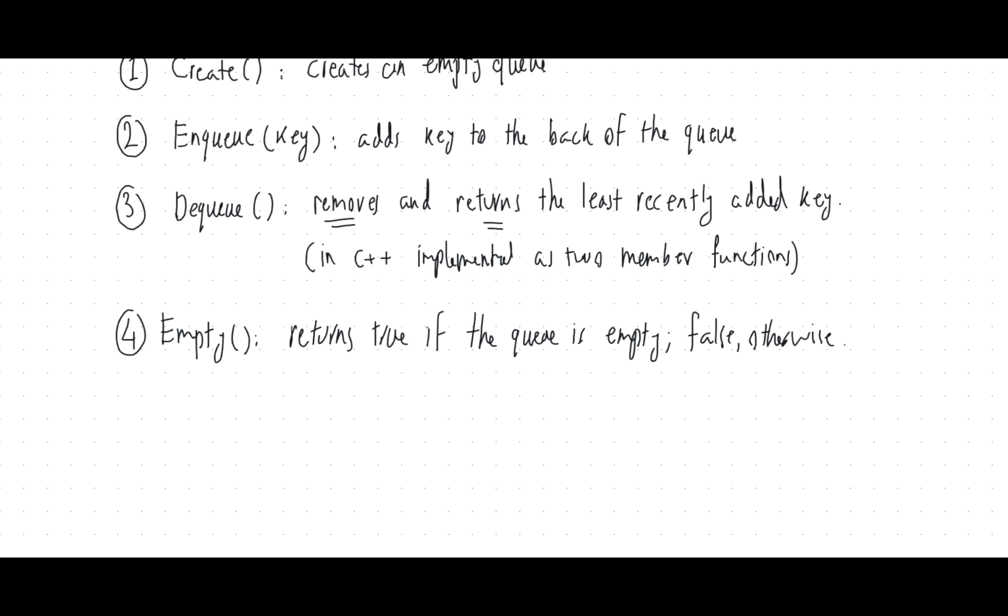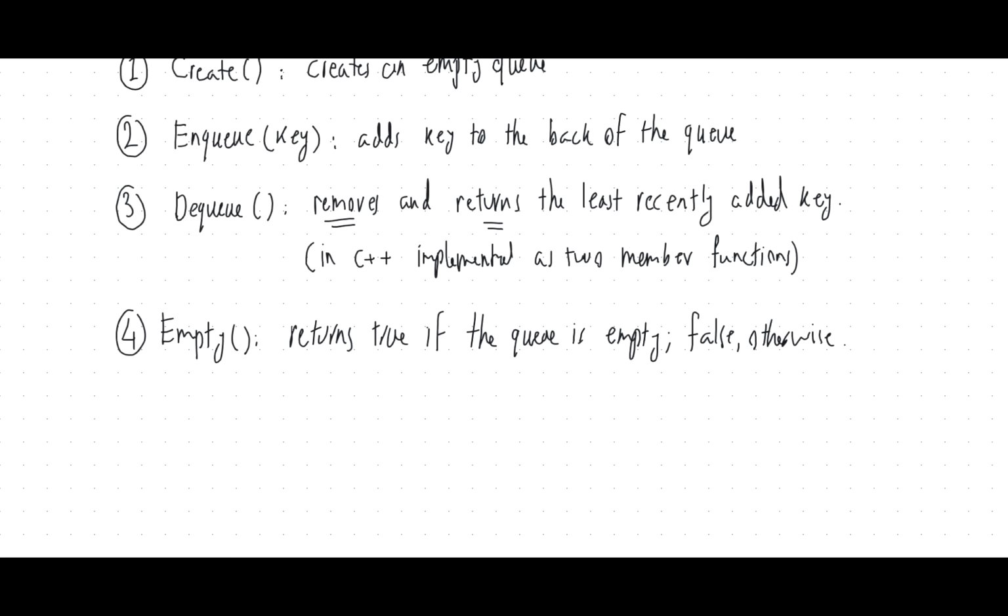Okay, so the operations are more or less similar to a stack. The difference is the behavior. In the stack, we had last in, first out. So when you DQ or pop, the element that you're removing is the most recently added element. But in a queue, it is the least recently added element that will be removed and returned when we DQ.